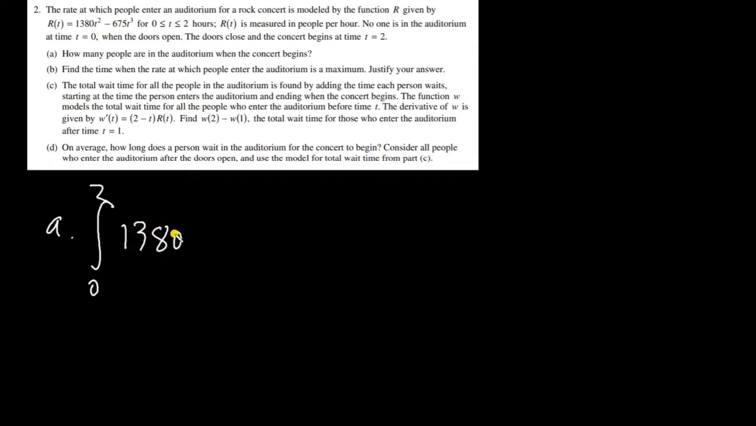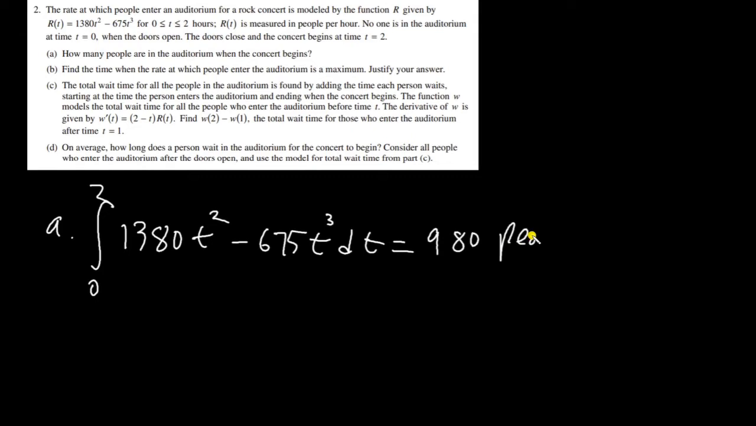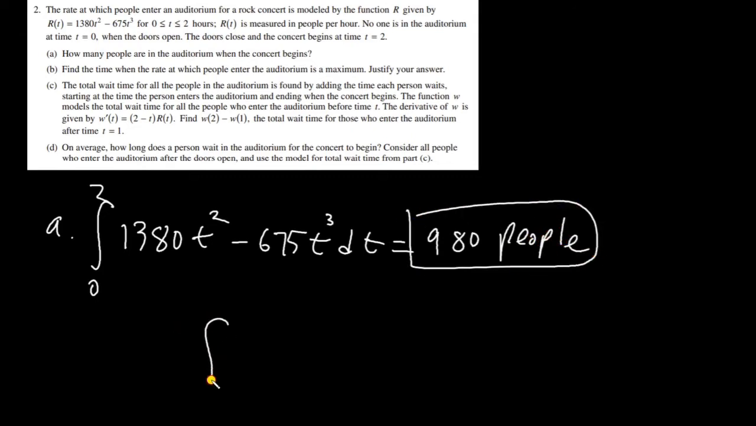So the integral of 1380 t squared minus 675 t cubed dt. This is going to equal, if you put this in your calculator, 980 people. Nothing crazy there. I just integrated from 0 to 2 of r of t dt, in case it wasn't clear. So that's what I did. This is a 2-point question, 1 point for the integral, 1 point for the answer.